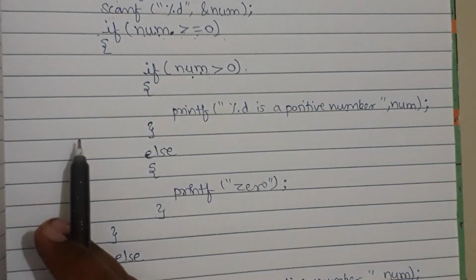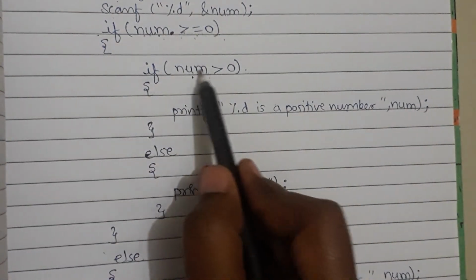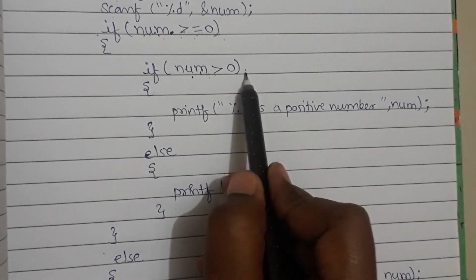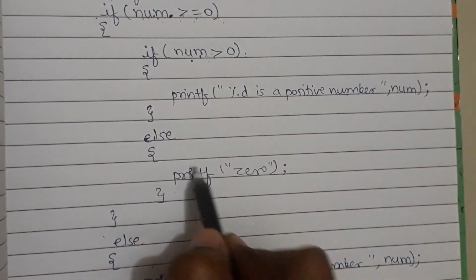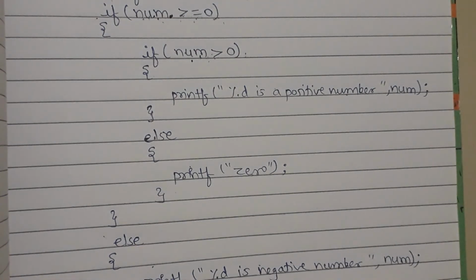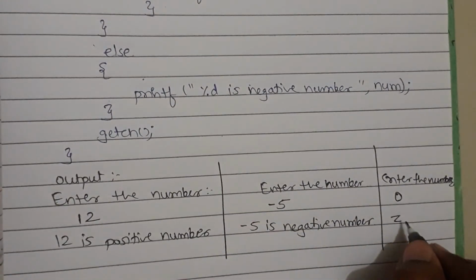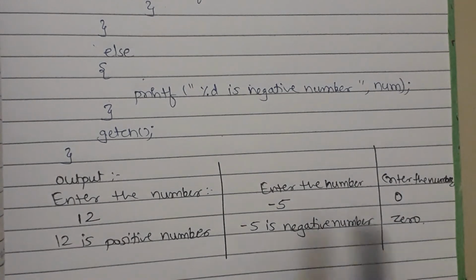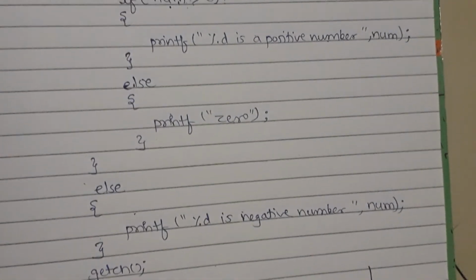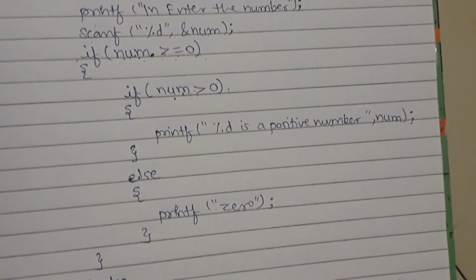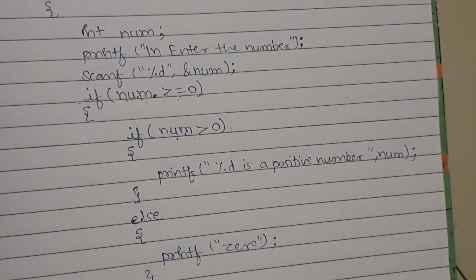In the second condition, it will check whether 0 is greater than 0. So this second condition is false. Therefore it will come to this else part, and this else part prints 0. So the output will be 0. In this way there are three different cases. Like this we can write a program by using nested if else. Thank you.